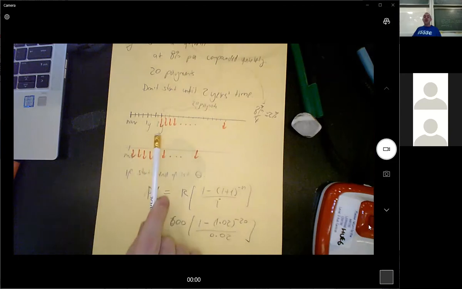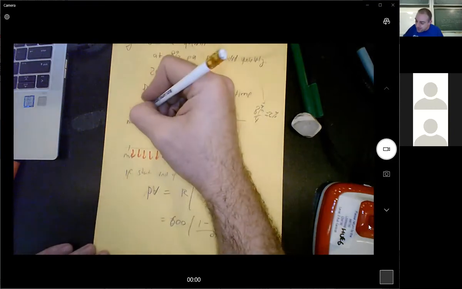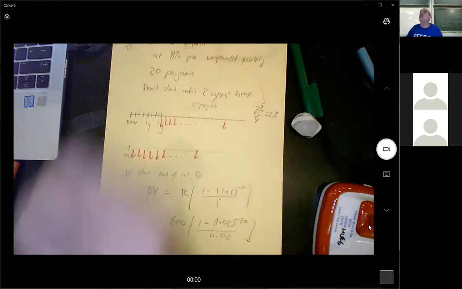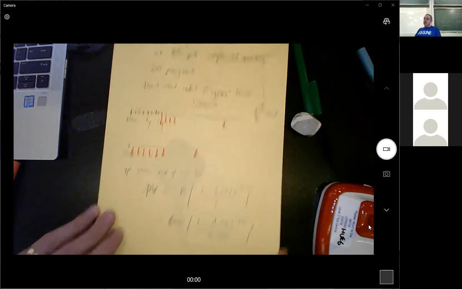But this one doesn't start until how many quarters into the future? 1, 2, 3, 4, 5, 6, 7 quarters further into the future. Because it starts at exactly 2 years' time from now. So it's been deferred 7 periods from the ordinary one.